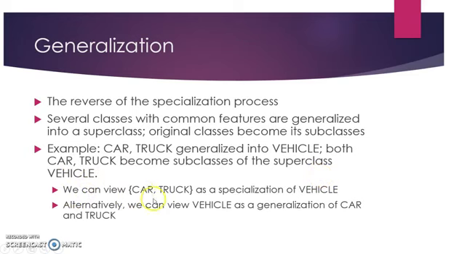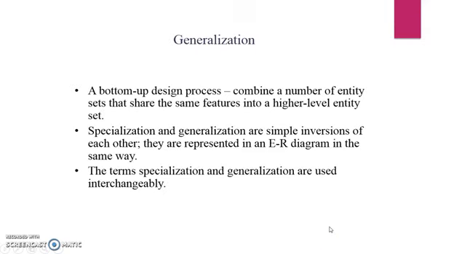Here we can view car and truck as a specialization of vehicle, or alternatively we can view vehicle as a generalization of car and truck. This is a bottom-up design process, that is, it will combine a number of entity sets that share the same features into a higher level entity set. Specialization and generalization are inversions of each other. They are represented in an ER diagram in the same way. And the terms specialization and generalization are used interchangeably.